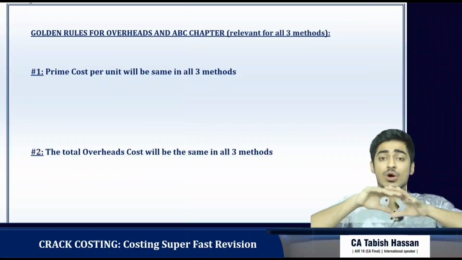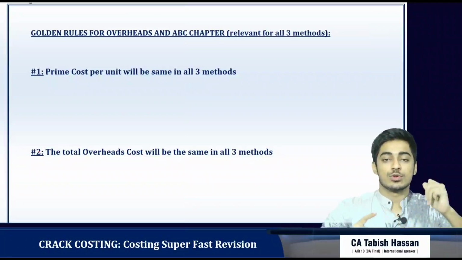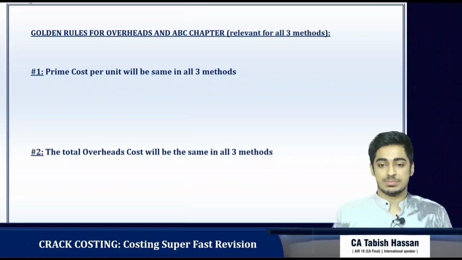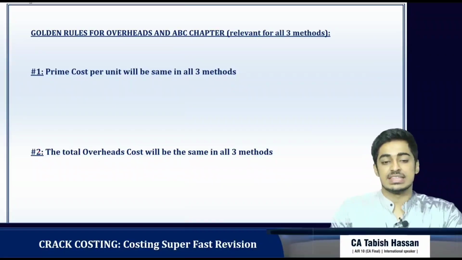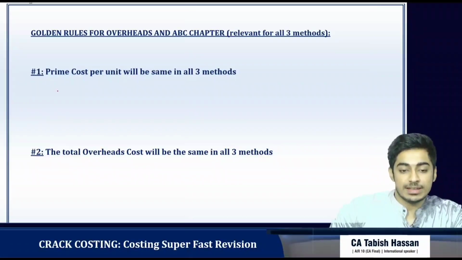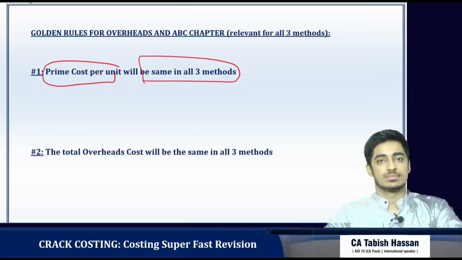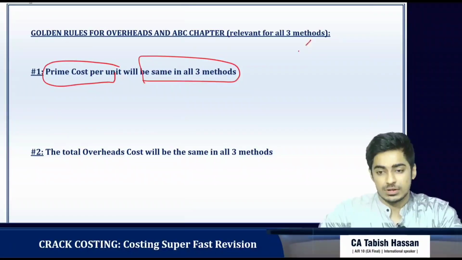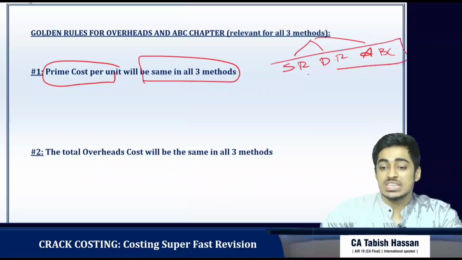So after learning all these three methods, we've got some golden rules for overheads and activity based costing chapter. This is relevant for all the three methods. Let's discuss that. The rule number 1, the prime cost per unit will be same in all three methods. So what are these three methods for? We've got the single rate method, the departmental rate method and activity based costing. What are these three methods for?